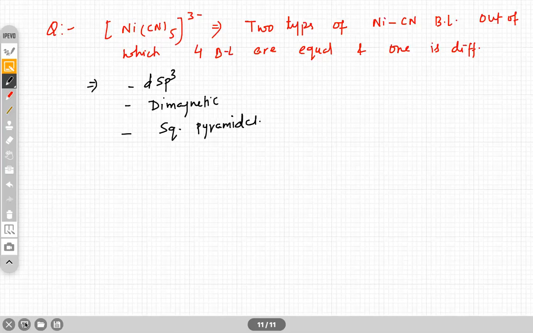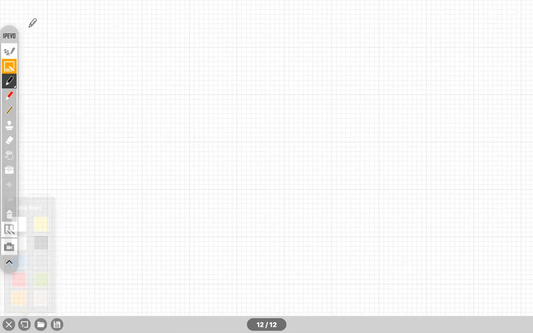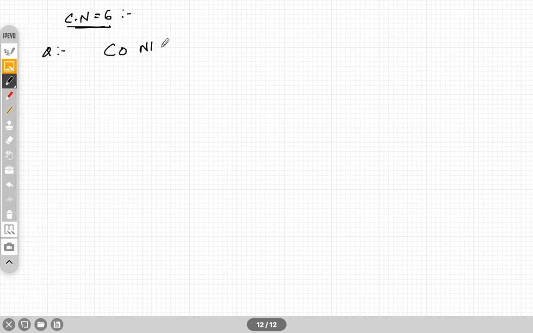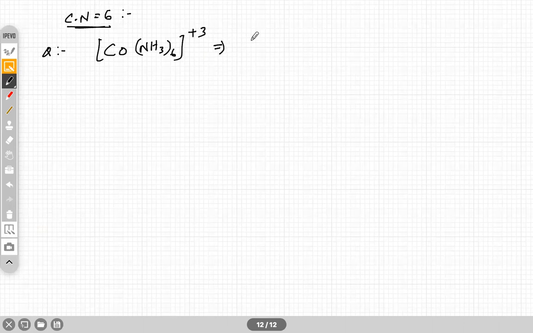Okay. Next, you see coordination number 6. The first one is, this is the most important one. We have [Co(NH3)6]3+ complex. Hybridization and geometry for this one.